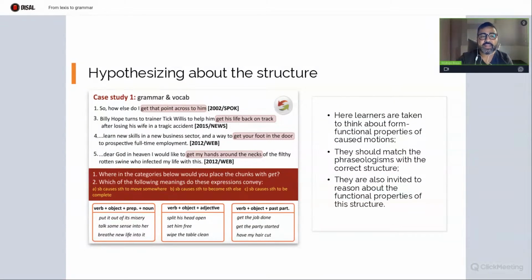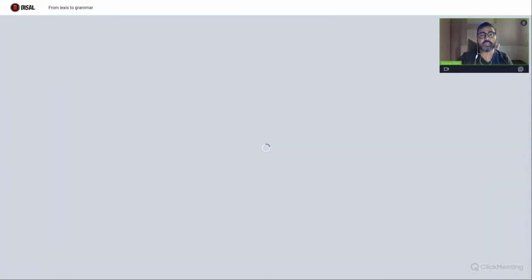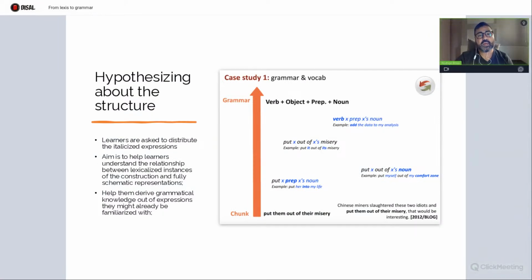The right meaning to that caused motion is somebody causes something to move somewhere, right? So they were supposed to go through all of these questions, with the teacher obviously mediating this analytical process. Still on the hypothesizing phase about the structure.